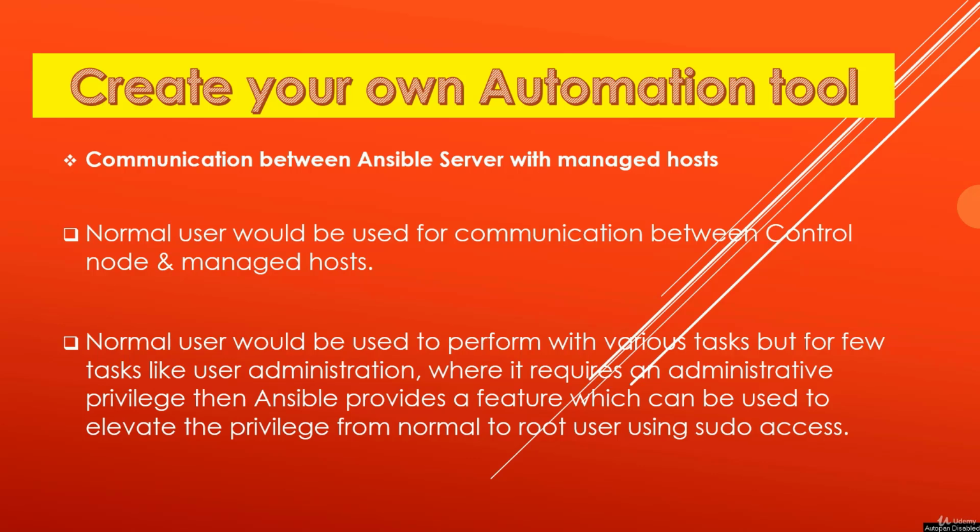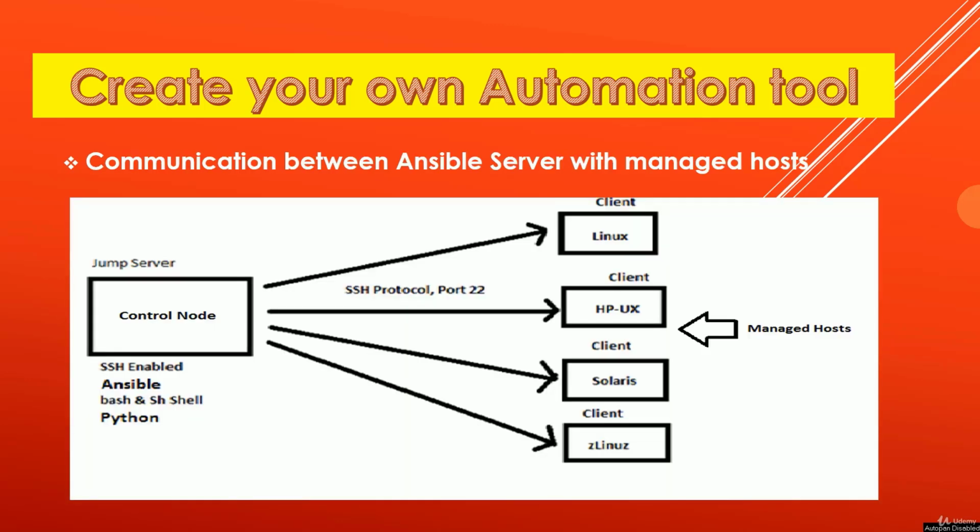Here we need to understand one more thing. The user should be created on all the servers as well. Suppose I am using test user for the communication. So test user would be created on your jump server as well as all your clients, and it should have sudo to root access. Wherever it requires to elevate its privilege from normal to root user, Ansible can use this feature to perform any administrative task. In this picture, you can understand the control node is your jump server with SSH, Ansible, Bash, Shell, and Python, and clients would be your Linux, HP-UX, Solaris, etc. And these are called your managed hosts.